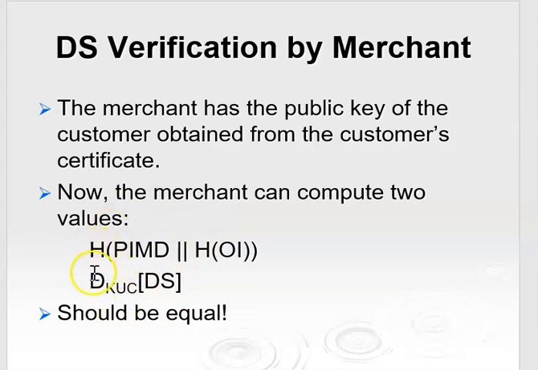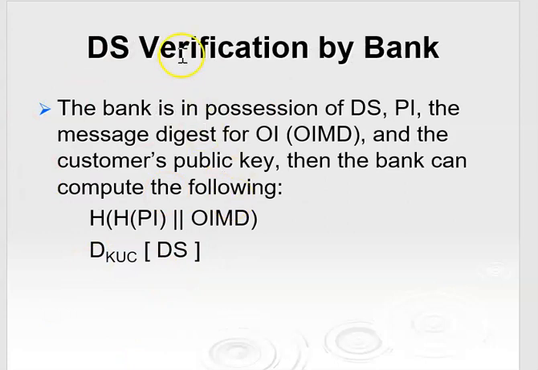If both are equal, then the dual signature is verified. In the same way, the dual signature verification will be carried out by the bank. So the hash of PI and OIMD is there, and again it will decrypt the dual signature using the customer's public key. If they both match, again the dual signature will be verified by the bank. So both are going to verify the dual signatures.